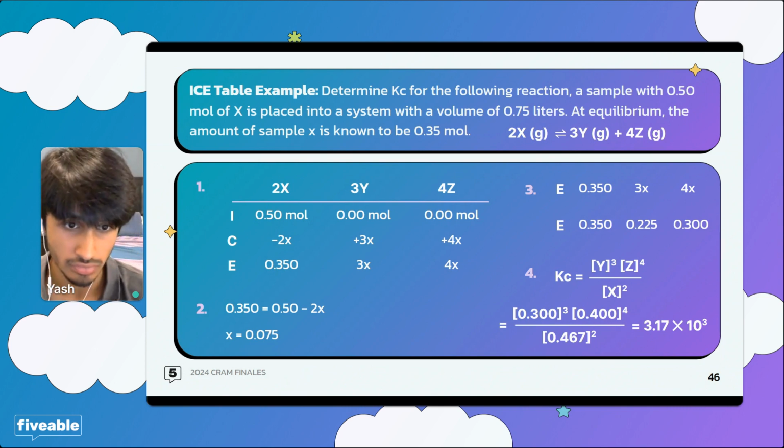And now, knowing that we gained 3x Y and 4x Z, right? We know that our final amount of Y is 3x, which is 3 times 0.075, which is 0.225 mole. And we know our final amount of Z is 4 times little x, which is 4 times 0.075, which is 0.3 mole. You can tell when x is negligible when K is much, much smaller than 1, or K is much, much greater than 1.